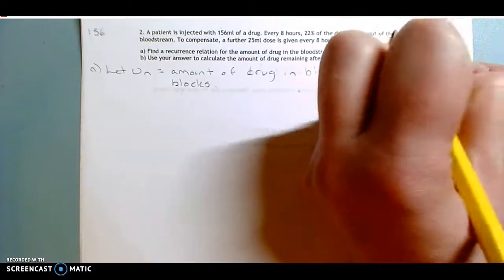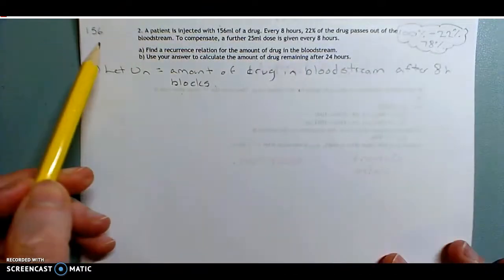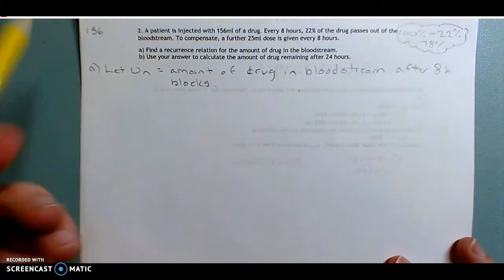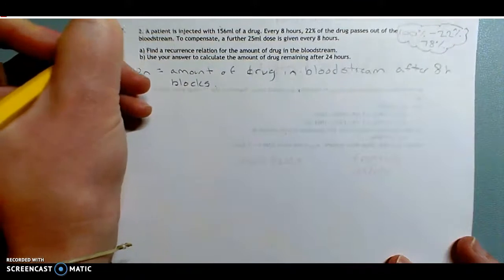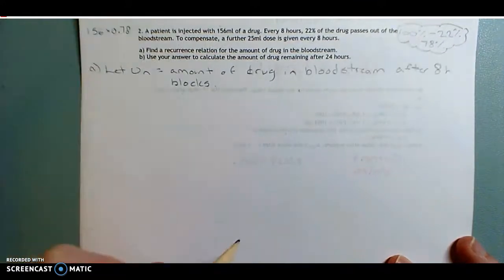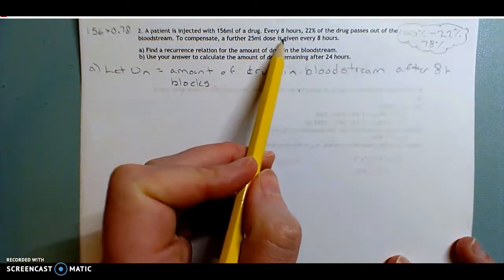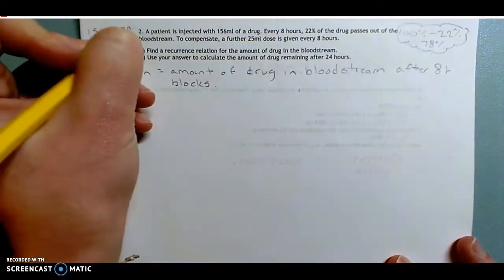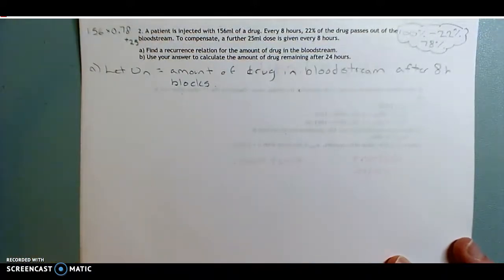in the bloodstream. So that means if I started with 156, I'm going to only end up with, after 8 hours, 78% of it in my bloodstream. But then a further 25 milliliter dose is given. So then after that, 25 milliliters is added.